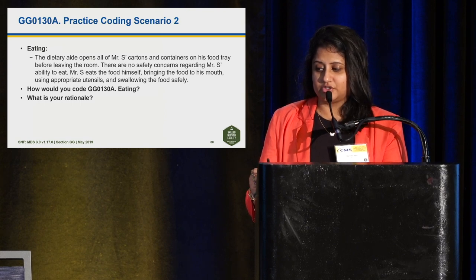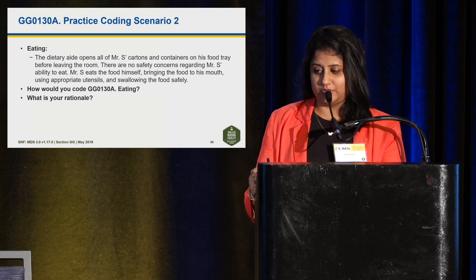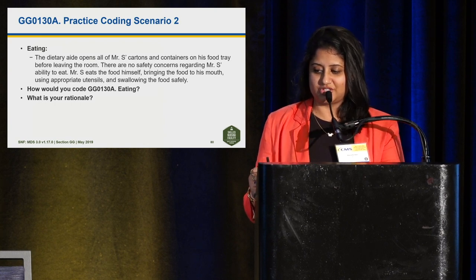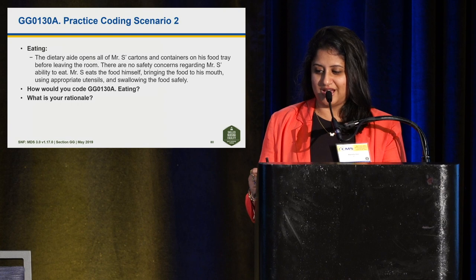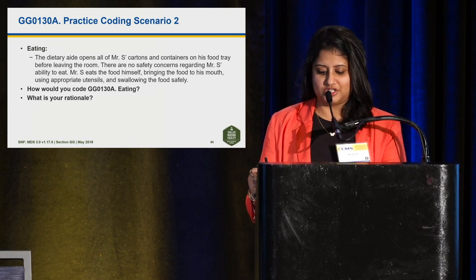There are no safety concerns regarding Mr. S's ability to eat. Mr. S eats the food by himself. Mr. S eats the food himself, bringing the food to his mouth, using appropriate utensils and swallowing the food safely. How would you code GG0130A eating, and what is your rationale?